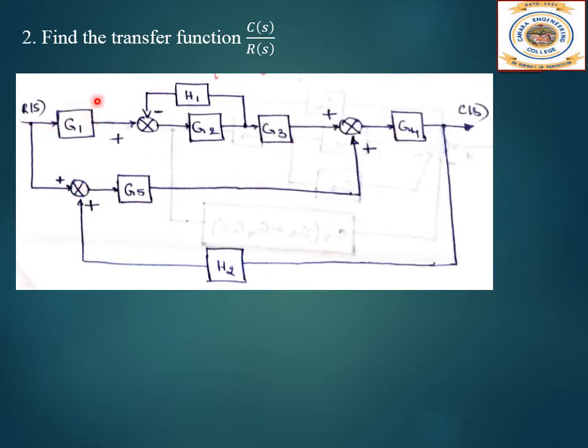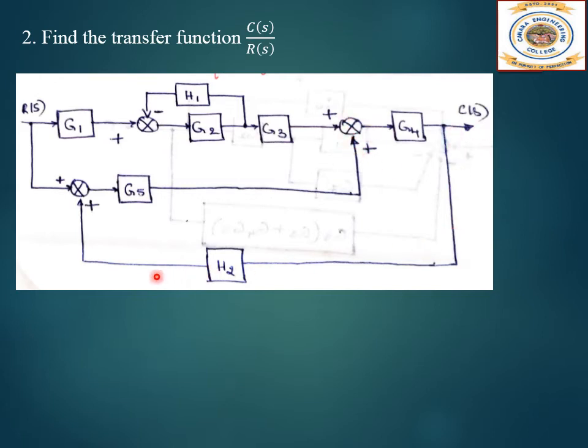Okay, see here, G1 is in the forward path. Then we have G2, G3 and G4, all of this in the forward path. Then we have G5. See, that is also forward only. From here it starts and it goes through G5 to this summation point in the forward path.